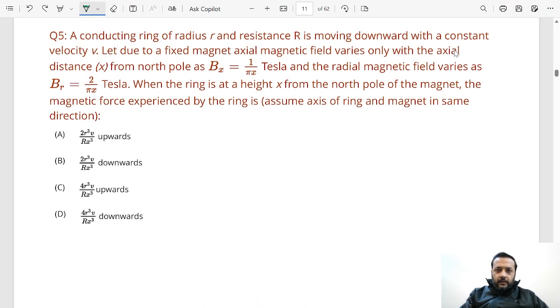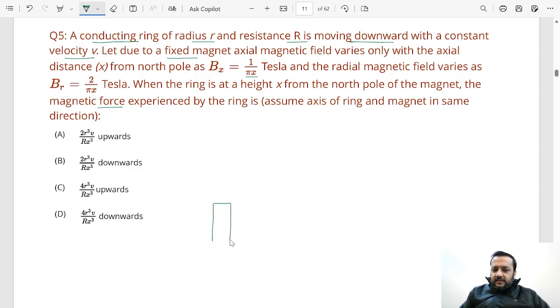So basically, in this question there is a conducting ring of radius r and resistance capital R, which is moving downward with the constant velocity v. Due to the fixed magnet, the axial magnetic field varies along with the axial distance given by this value, and the radial magnetic field varies as 2 by pi x Tesla. When the ring is at a height h from the north pole of the magnet, the force experienced by the ring is, so magnetic force, sorry, not the field.